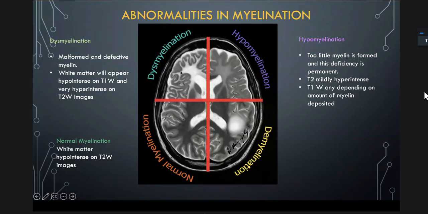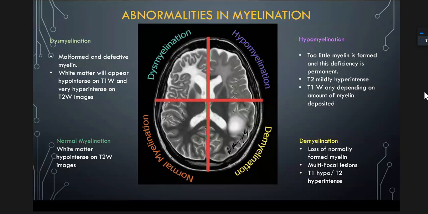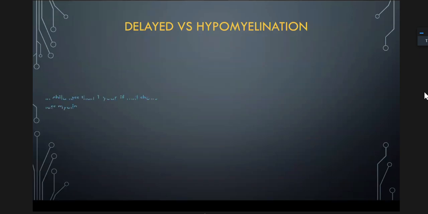And these usually show diffuse involvement of the white matter. And demyelination is when there is loss of normally formed myelin. These lesions are usually focal or multifocal. Again, they will appear hypointense on T1 weighted images and hyperintense on T2 weighted images.